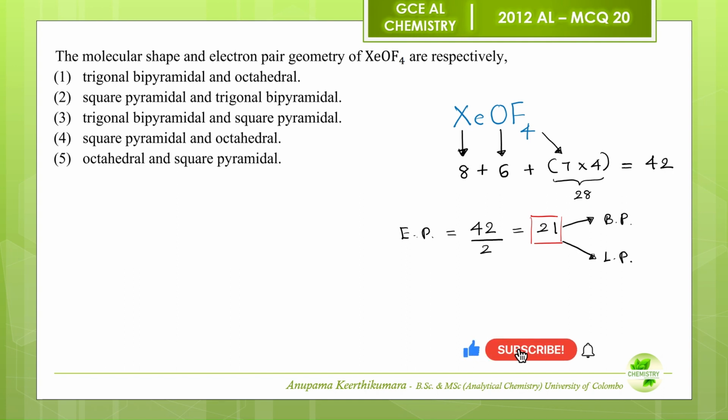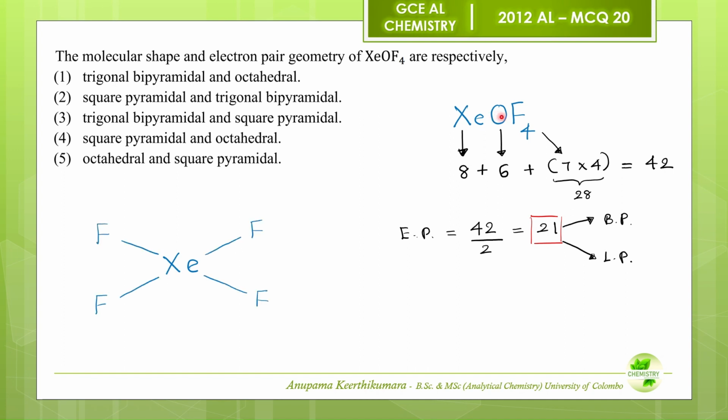Next, we need to find the center atom of the molecule. Usually, the center atom of a molecule is the least electronegative element. This molecule contains xenon, oxygen, and fluorine atoms. The least electronegative element is xenon. Therefore, the center atom of this molecule is xenon. Fluorine always forms single covalent bonds with the center atom. Therefore, we will connect these 4 fluorine atoms to the center atom using 4 single covalent bonds.